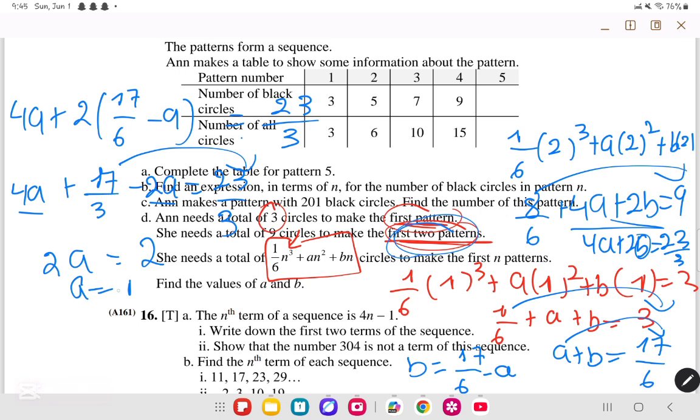To be 1. Now we come back to this equation over here. 1 plus b is equal to 17 over 6 because we found a to be 1. Move it to the other side. B is equal to 17 over 6 minus 1. So the answer for B is going to be what? It's going to be 11 over 6.